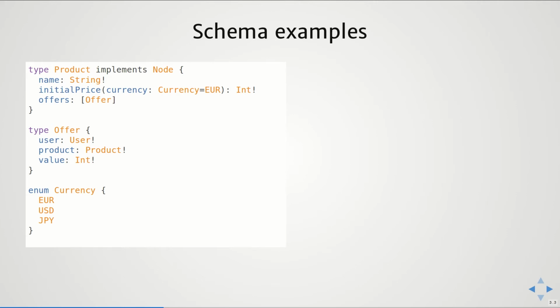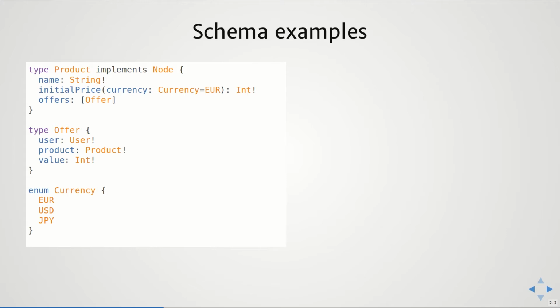This is a very simple example, but the whole language is also pretty simple. It doesn't have any rocket science inside. So we can see that we have basic types like string, enum, int, or float. We can also have a list. So in this case, offers will return a list of offer, which is also a nested entity.